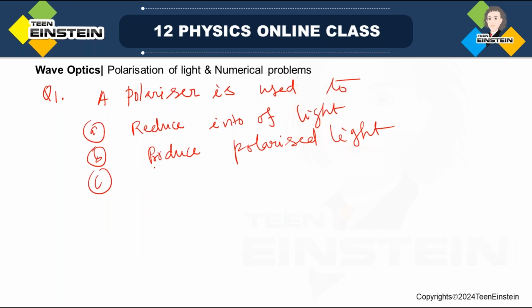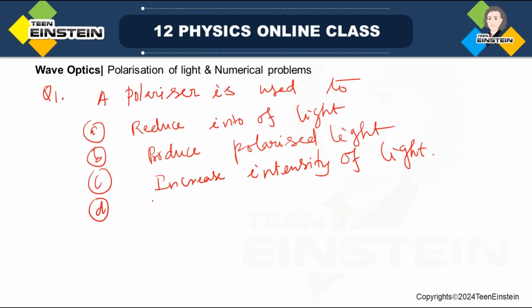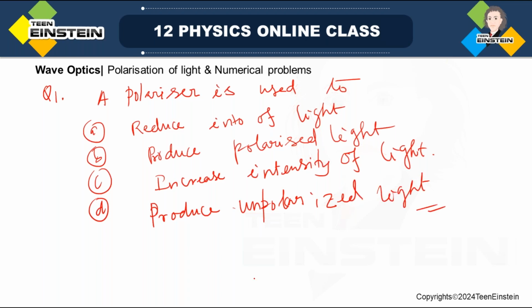Option C, increase intensity of light. And option 4 says a polarizer is used to produce unpolarized light.